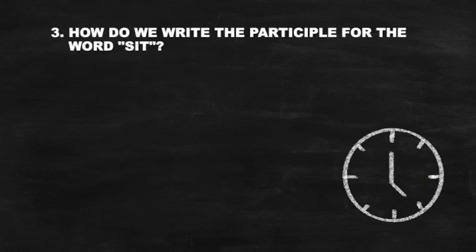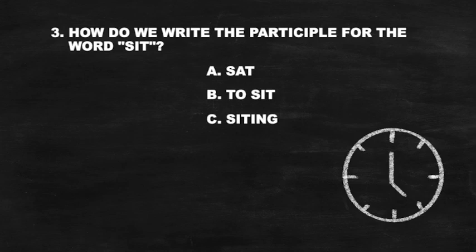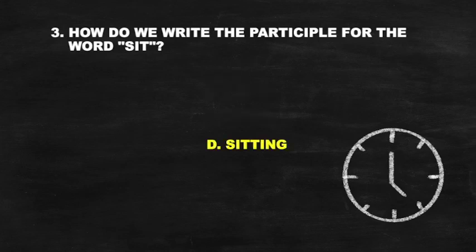Question 3. How do we write the participle for the word sit? A. Sat. B. To sit. C. Sitting, S-I-T-I-N-G. D. Sitting, S-I-T-T-I-N-G. The correct answer is D. To create the participle for sit, we double the final consonant T before adding ing.